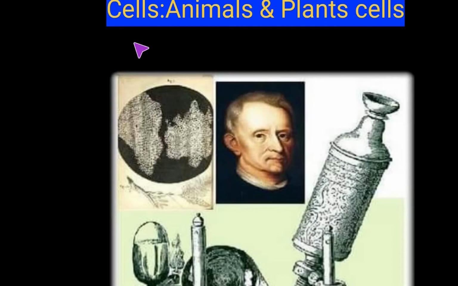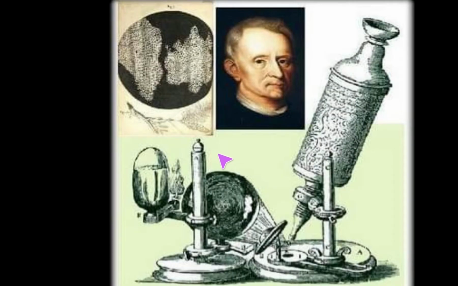Today I am going to discuss cells, animal cells and plant cells. You and I and the majority of other animals and plants are made up of billions of tiny cells, just as a house is built of bricks. The first person to use a microscope to look at part of a plant was Robert Hooke. He used this type of microscope to examine the cell.